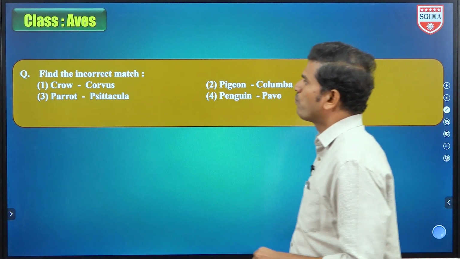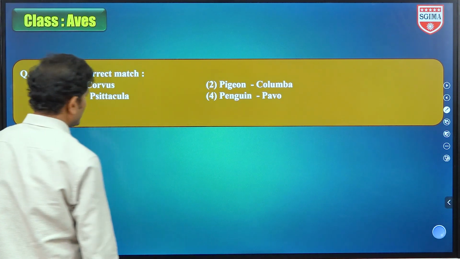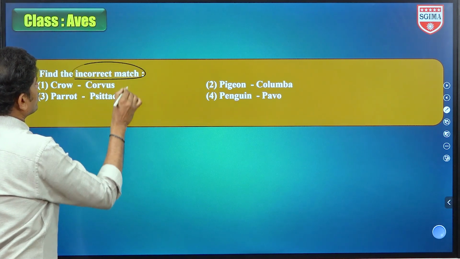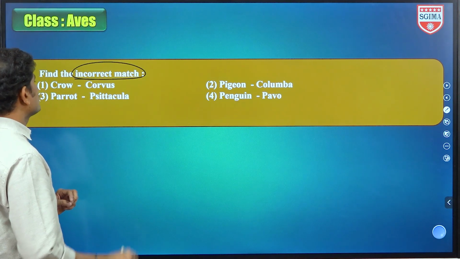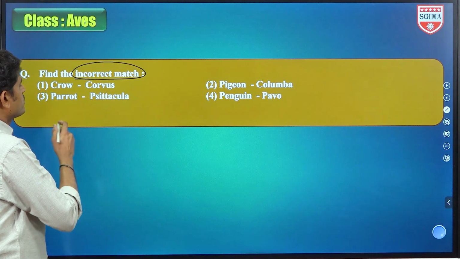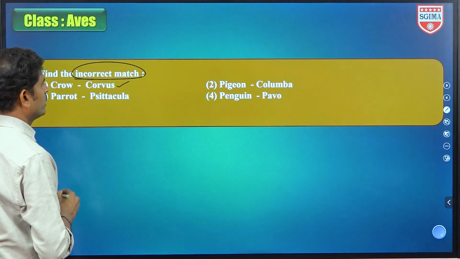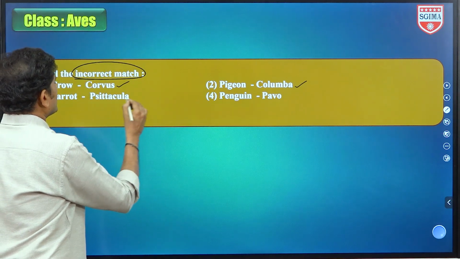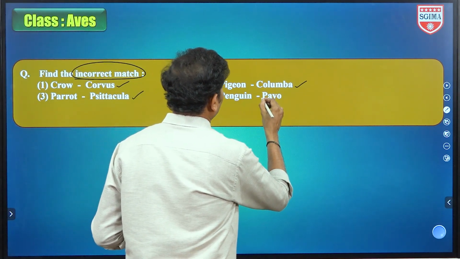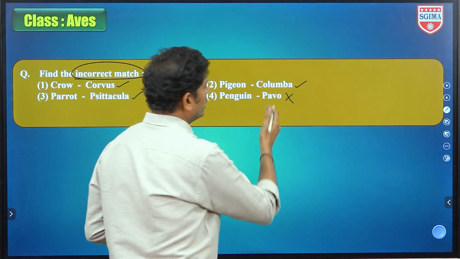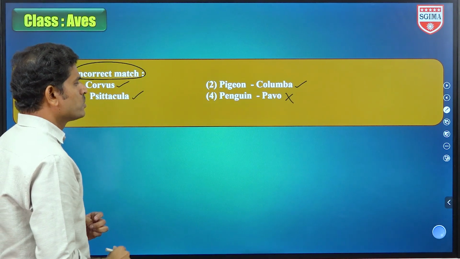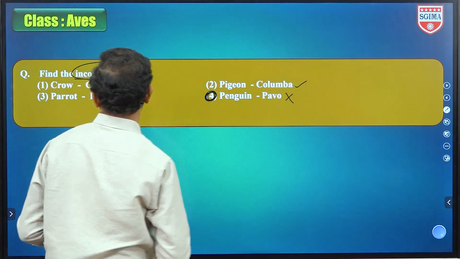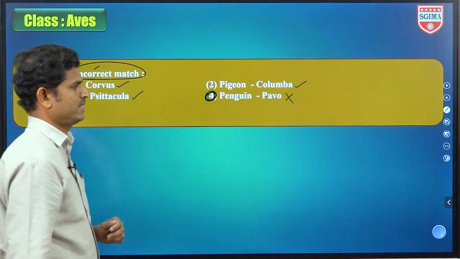Now another question, find the incorrect match. This is also another type, another model of question. Such questions are also being asked nowadays in exams. Here scientific names and common names are given. Crow, Corvus, correct only. Next, pigeon, Columba livia, correct only. Next, parrot, Psittacula indica, correct only. Next, they mention Pavo cristatus, which is peacock, and penguin means Aptenodytes, so this is the only incorrect one, the only correct option for us. So the fourth option is correct.